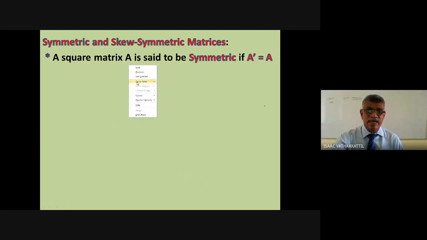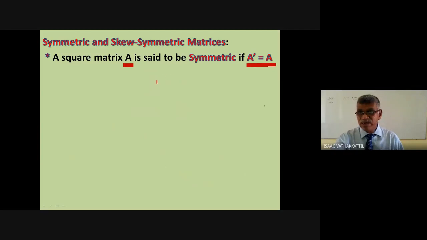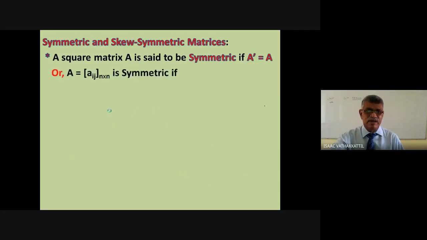A square matrix A is said to be symmetric if A dash equal to A. Remember, it can happen only if it is a square matrix, but not all square matrices can be symmetric. It can be symmetric if first row and first column are identical, second row and second column identical, third row and third column identical. Possible. We can construct a matrix like that. We'll go for an example. Or if A is equal to Aij, a square matrix, n by n, it is symmetric if Aji and Aij are equal.